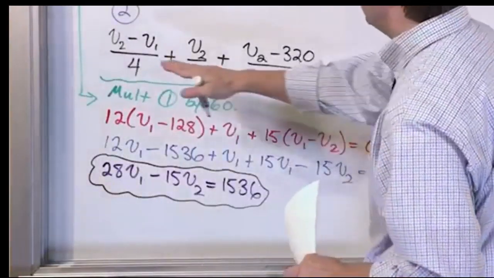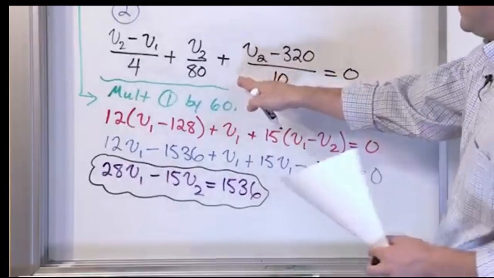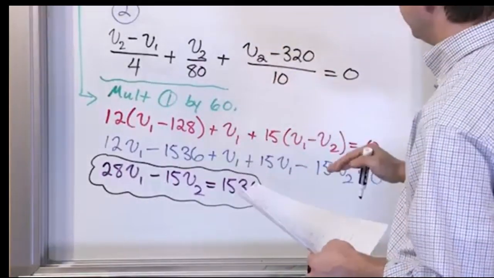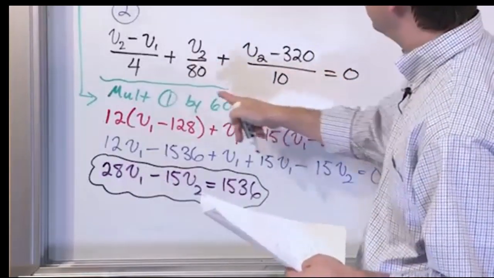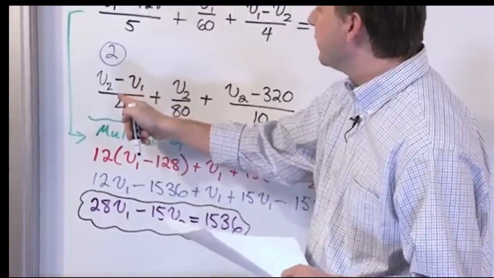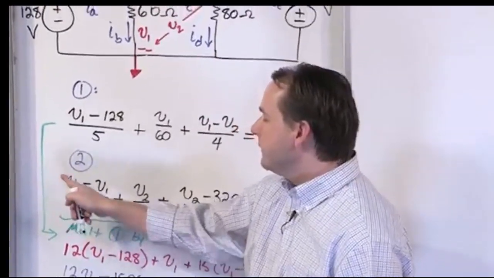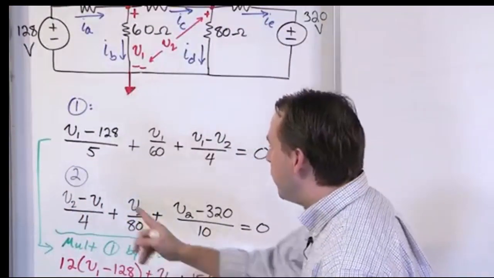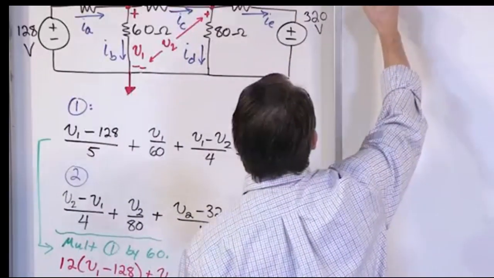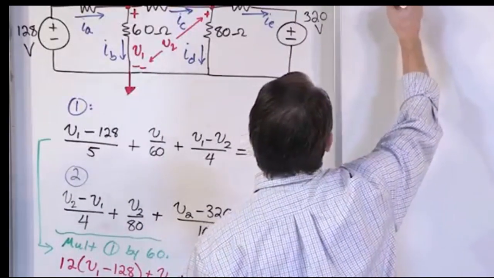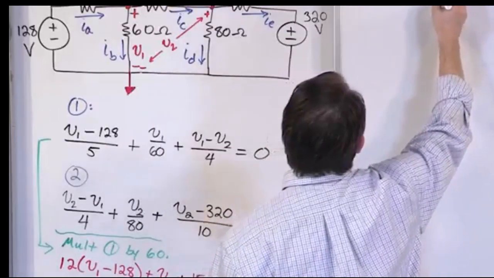Let's look at the second equation. What do you think we multiply this by to make it simpler? Well, let's multiply by 80. It'll get rid of this, it'll get rid of this, and it'll get rid of this. So what happens when we multiply by 80? 80 divided by 4 is going to give you 20. So 20 V2 minus V1. So let's just write it down. For equation 2, we multiply by 80.